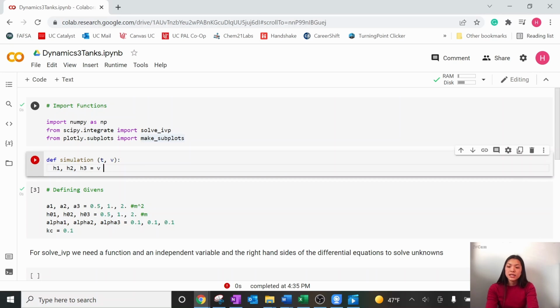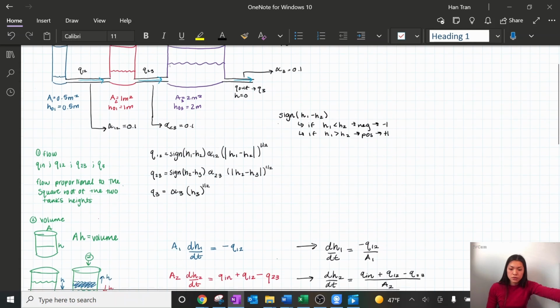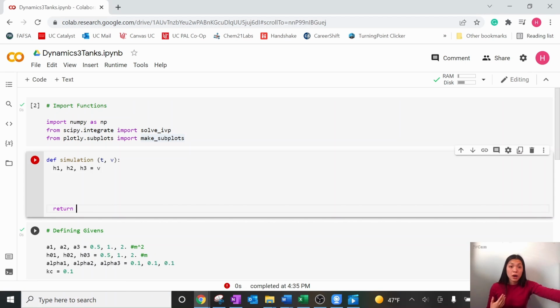And so what we did there is we just split up the information that's going to be returned to us in v. And so we're going to want the right-hand sides of the equation returned. If we go over here, we look at the differential equations that we established. We're going to want the right-hand side from this, this, and this one. So we are going to input that as our return because that's the information that we want from the function that we are defining. We want it returned as an array.